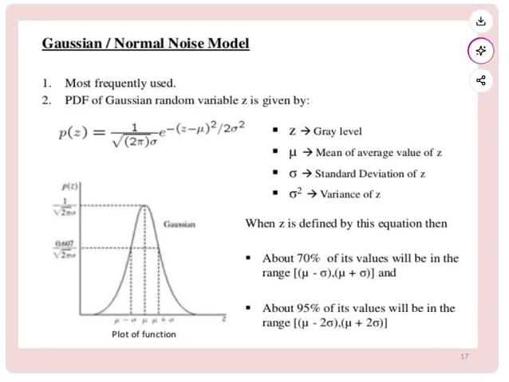So the first one is the Gaussian or normal noise model. The Gaussian noise model is also called the normal noise model, and it is one of the frequently used models, and its function is given by P of z is equal to 1 by square root of 2 pi zeta into e to the power minus (z minus mu) the whole square divided by 2 zeta square, where z is the gray level, mu is the mean or average value of z, zeta stands for standard deviation of z, and zeta square stands for variance of z.